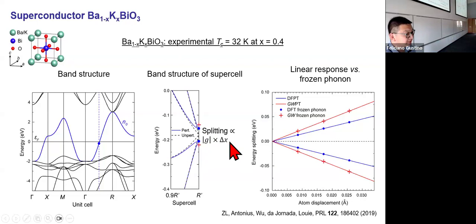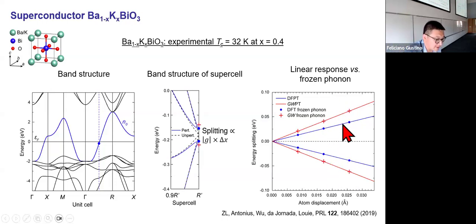So we can do an explicit calculation to see that. These dots are explicit frozen phonon calculations. If you look at, for example, the blue points, they are based on DFT. If you displace the atom by different magnitudes, the splitting becomes bigger and bigger. Similarly, you can do that with a GW band structure calculation too. Very straightforward. Those are the red crosses.